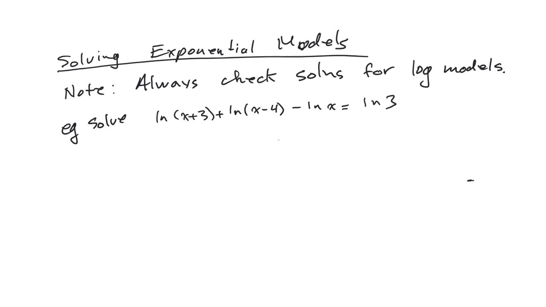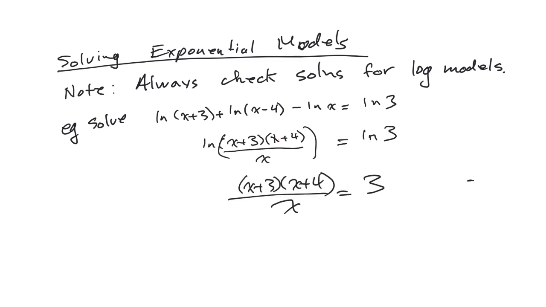ln of x plus 3 plus ln of x minus 4 minus ln of x is this. So in order to solve this, we're going to use the multiplicative property of the lns. On the left side, you're going to get the ln of (x plus 3) times (x minus 4) all over x. Because of the minus sign for the ln of x, it becomes the bottom of our fraction. And now that we have the ln on both sides, we can drop the ln. So now we get (x plus 3) times (x minus 4) divided by x is equal to 3.